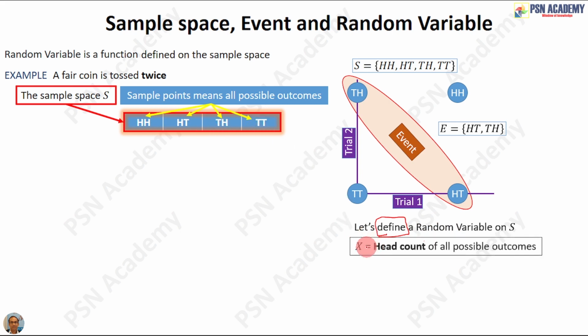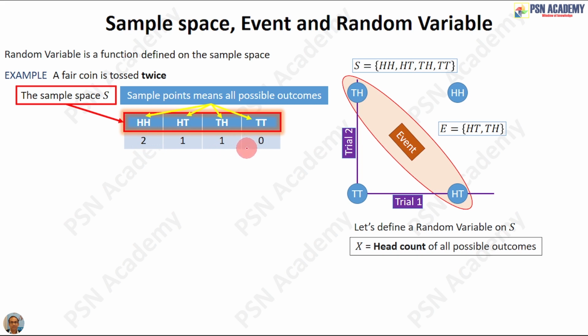Now we define the function. We give the name of the function as X. I repeat, this X is not a variable, it is a function. So it's a name of a function. And the definition is we count the number of heads of all possible outcomes. Now if you count the head in these possible outcomes or the sample points, what will you get? In HH, you get 2 heads, you write 2. Here you get 1 head, here is 1 head, and here are 0 heads, right?